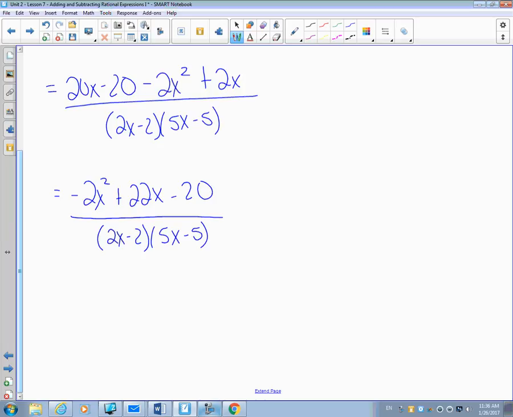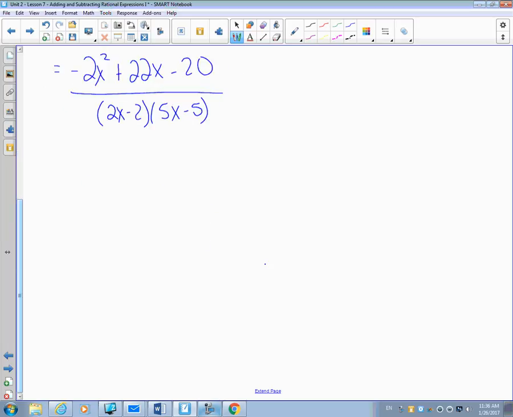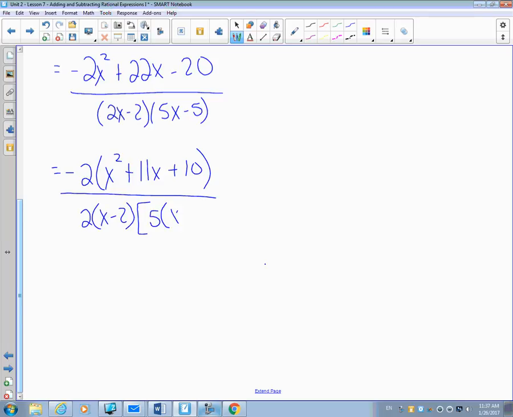Okay, can I simplify this? Oh, I can. On the top, I notice it has a common factor. I can take a negative 2 out of everything. I'll get that. On the bottom, anybody notice this has a common factor also? And the second one also has one.